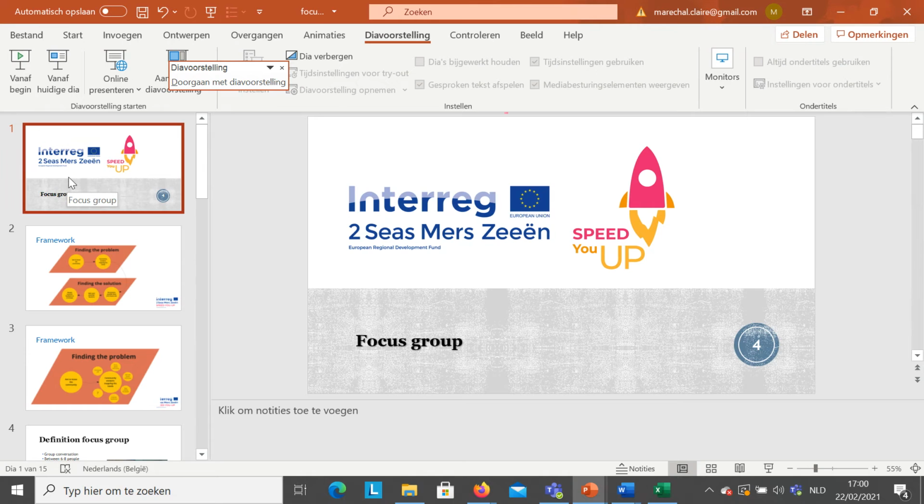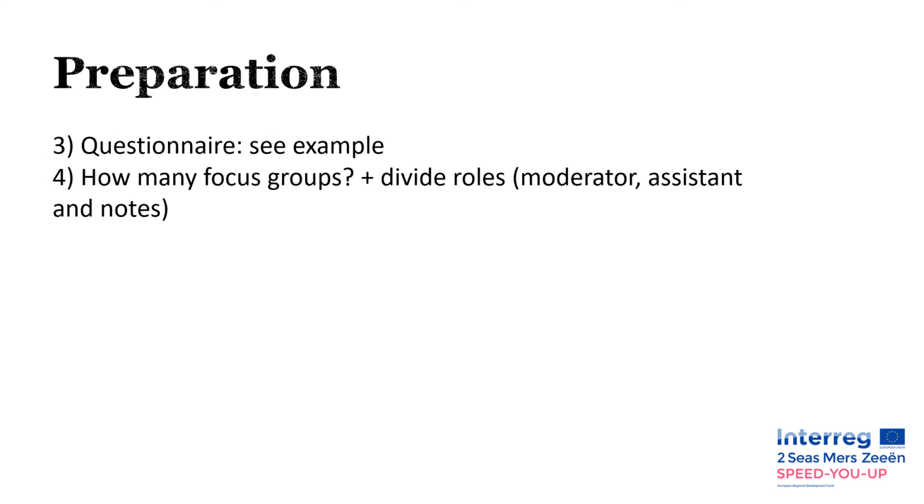of questions in advance. What you also have to know in advance is how many focus groups you want to do. Normally you can go as high as 8 focus groups, but that's very intensive. I think for doing a community analysis here, for Speed You Up, 1 to 2 groups is already sufficient, but you can do more.